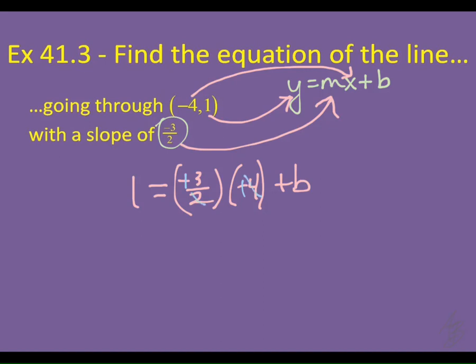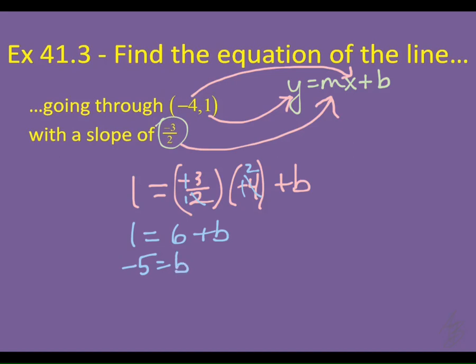The 4 is in the numerator. The 2 is going to cancel and become a 1. The 4 is going to cancel and become a 2. And what do we end up with? 6. So we have 1 equals 6 plus b. And then to get b by itself, subtract 6 and we get negative 5 equals b.